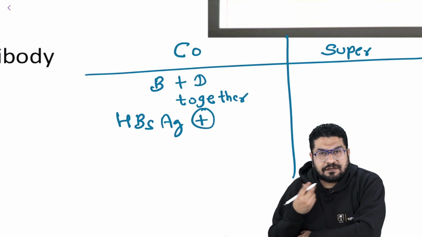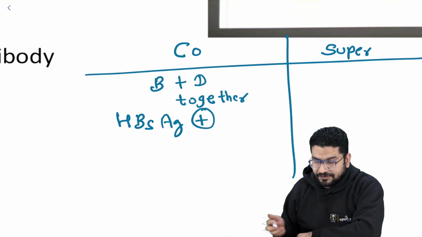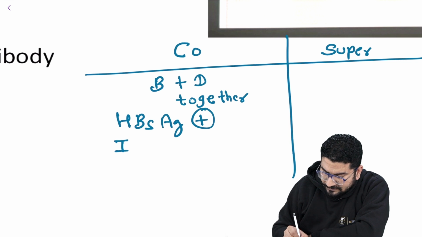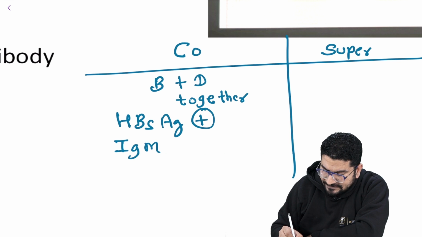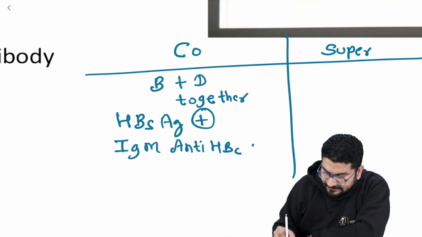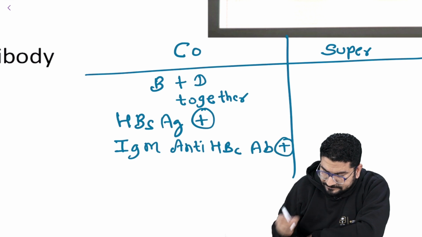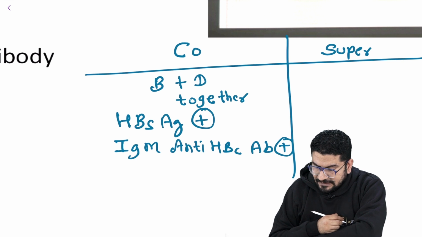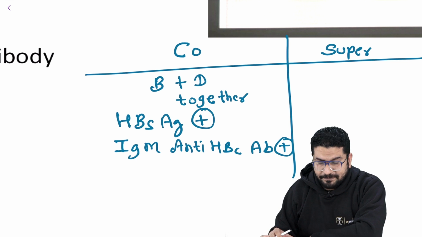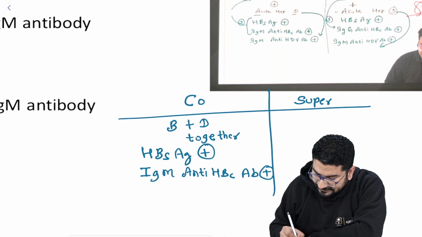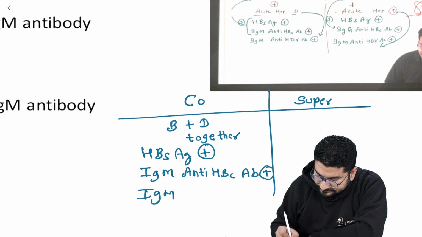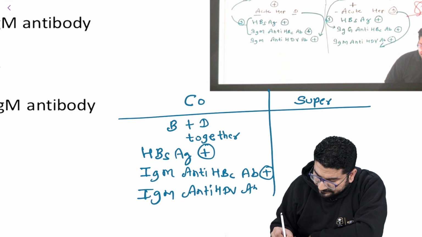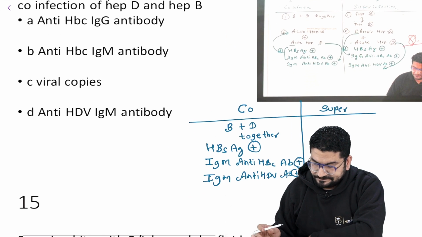Both are occurring together, both are acute conditions. So acute hepatitis B we write like this: IgM anti-HBc antibody is positive. And acute hepatitis D, we write like this: IgM anti-HDV antibody is positive.